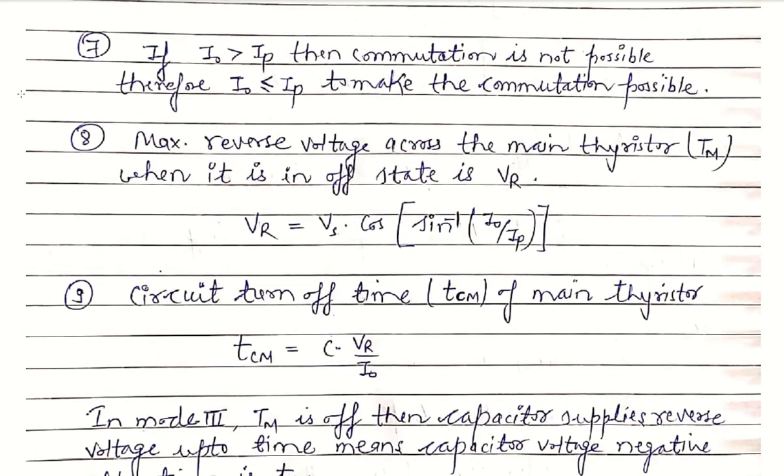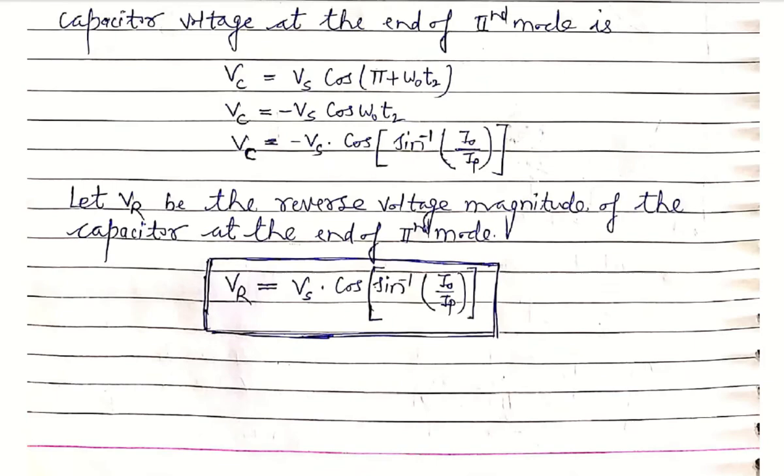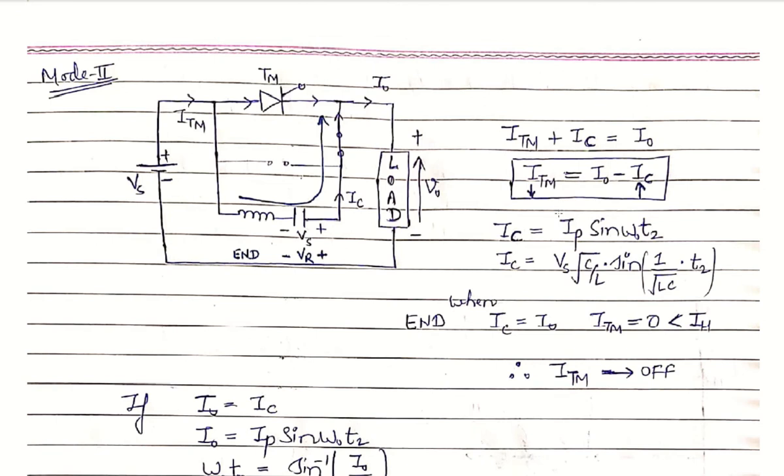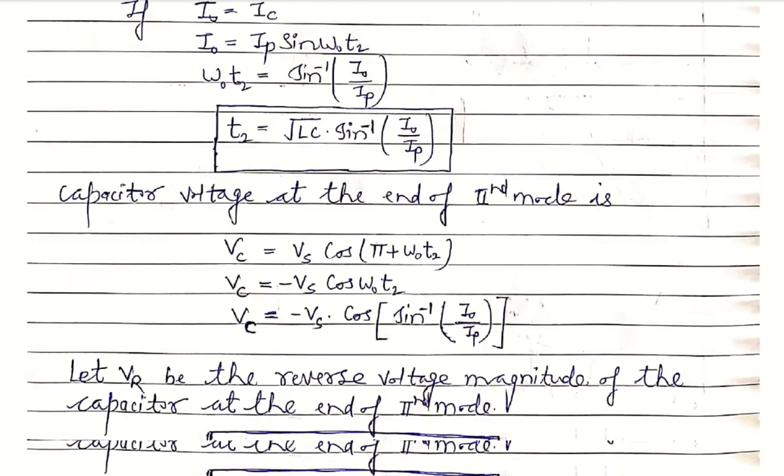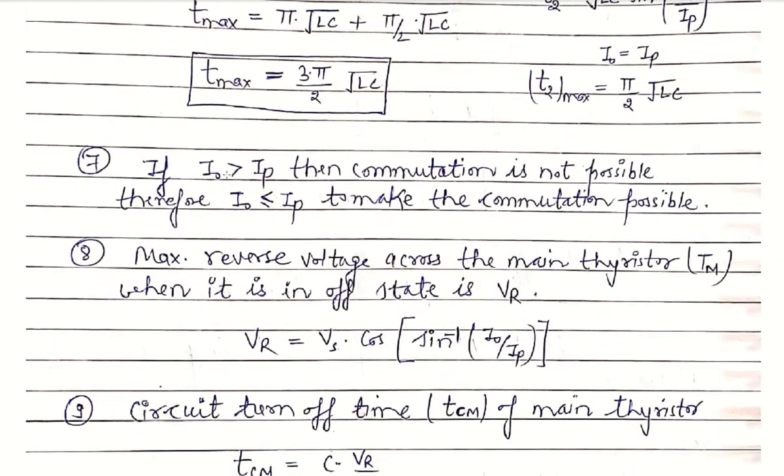And this is the 7th point: I naught greater than IP, then commutation will not be possible. So we see that, as I naught equals IP, we will go in the second mode. So in the second mode we will see that when this IC equals I naught, then commutation will be possible, or IC will be less than this I naught, also commutation will be possible. But when this I naught will be greater than IC, then commutation will never be possible. So in this point we will see that I naught greater than IP, that is the maximum value of this charging current, then commutation will not be possible. But in case of I naught less than or equal to IP, the commutation will be successful.